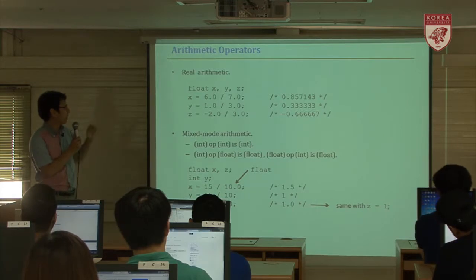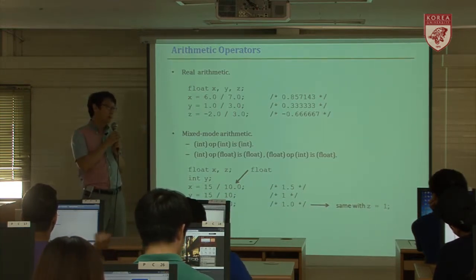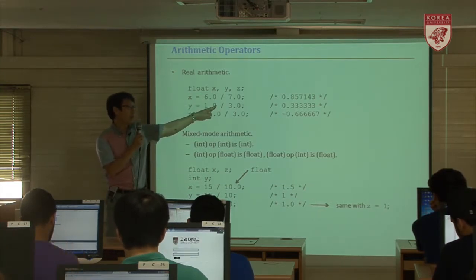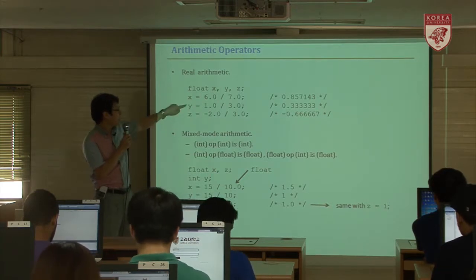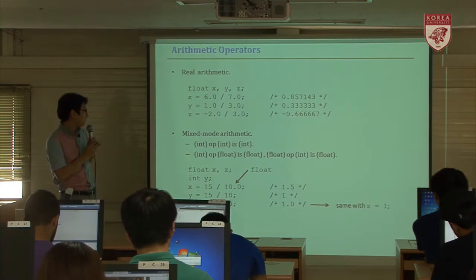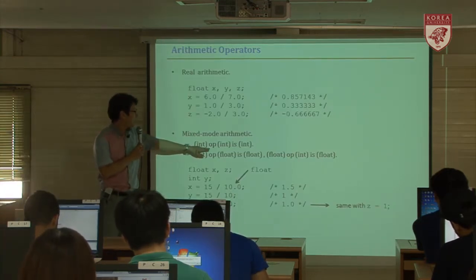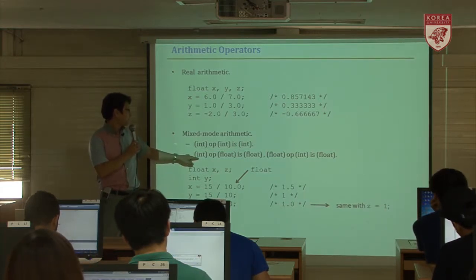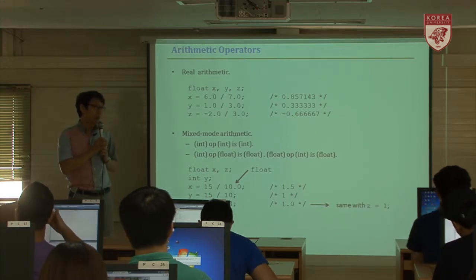This one actually explains that. If x, y, and z are all floating numbers, the result of the arithmetic is also a floating number. So when x is equal to 6.0 divided by 7.0, they are all floating numbers, then x is exactly something like 0.8057, and y and z are the same, because they represent the exact number. However, integer operator integer should be integer, and floating operator floating should be floating. If you use the operands in a mixed mode, meaning integer operator float, then the result should be float.